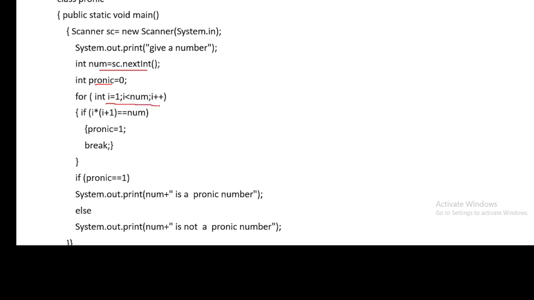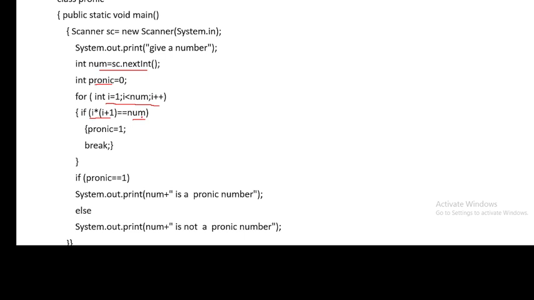Now the loop goes from here. We check if i multiplied by i + 1, meaning if the value of i is initially 1, then 1 multiplied by 2, then 2 multiplied by 3. This way we are checking if any of the consecutive factors multiplied is equal to the number itself. Suppose our number is 12. When i is equal to 3, then i + 1 will be 4. So 3 into 4 is the number itself. 3 multiplied by 4 will be 12. So 3 and 4 are the consecutive factors of 12. So we can say that 12 is a Pronic number.